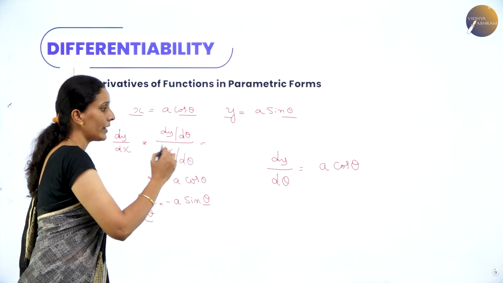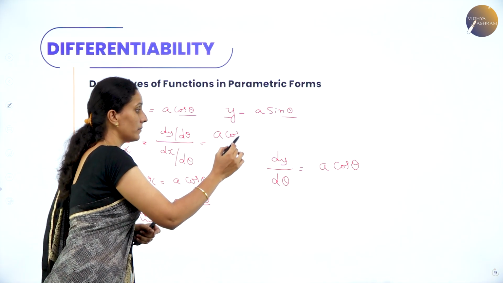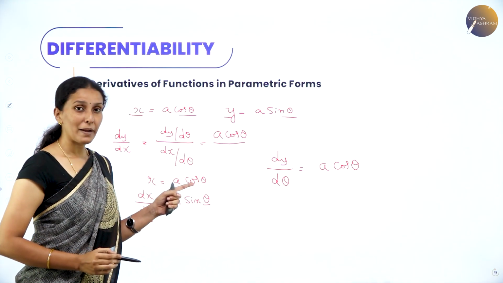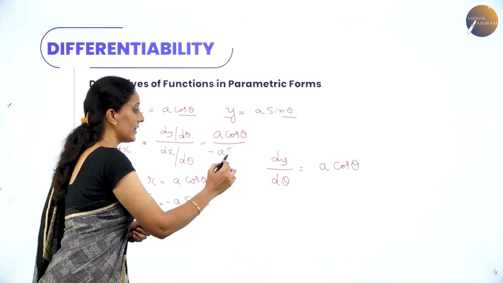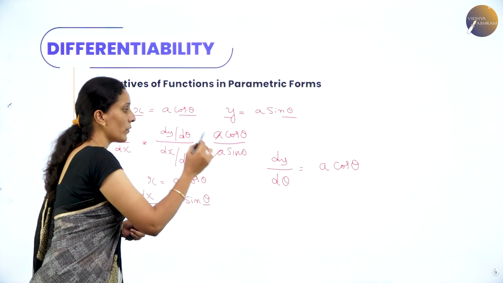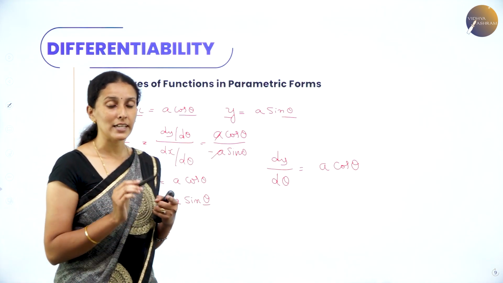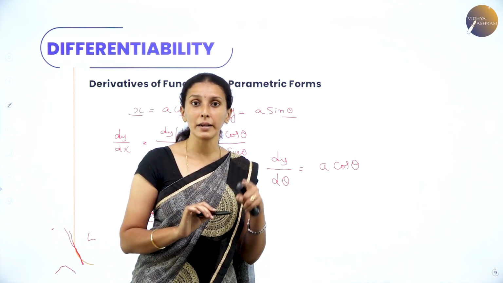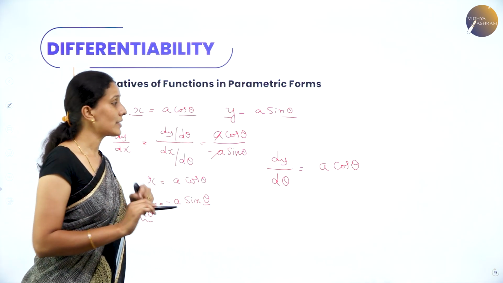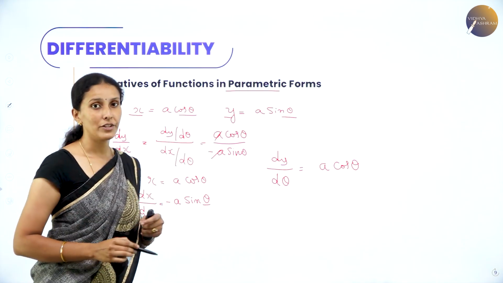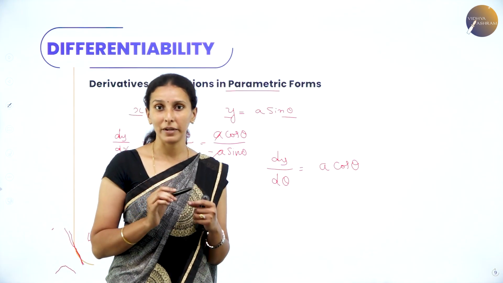So what is dy by d theta? It is a cos theta. And what is dx by d theta? It is minus a sin theta. So once you cancel this function, it is cos theta by sin theta, and hence you will get minus cot theta. So this is how you're going to differentiate any kind of parametric function.